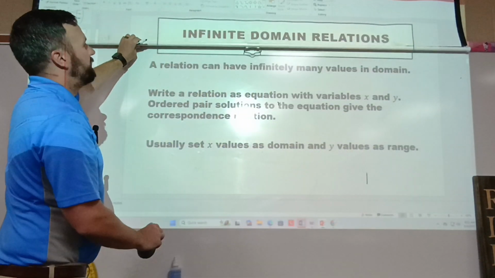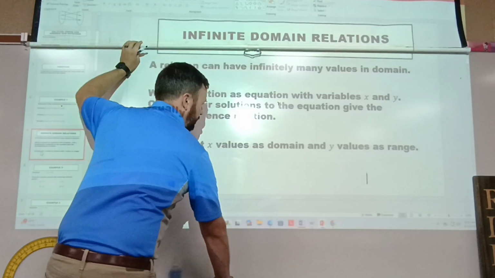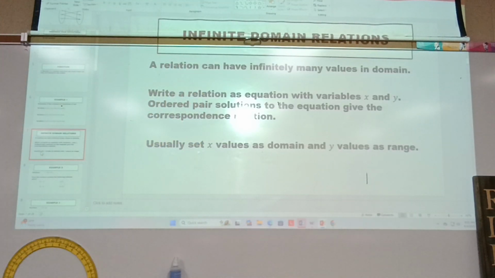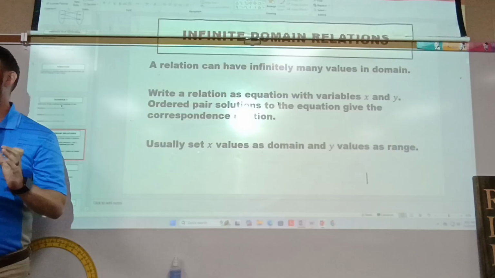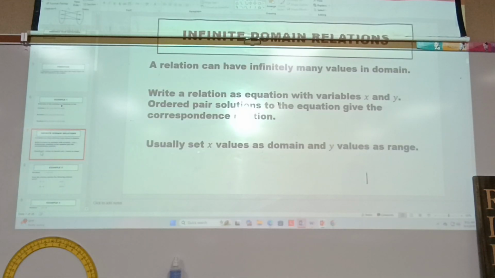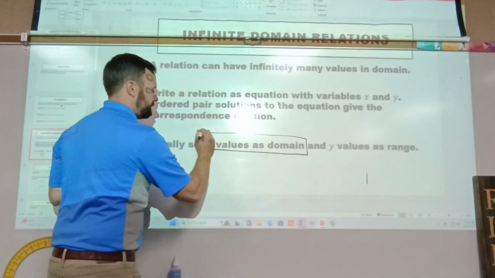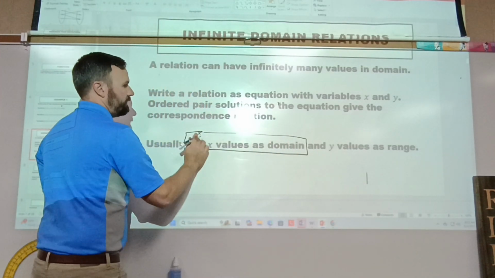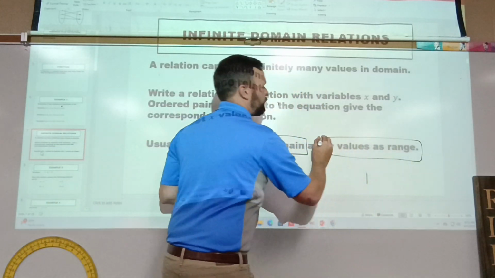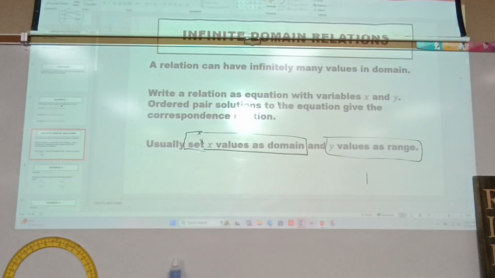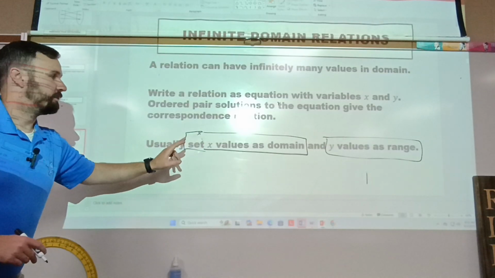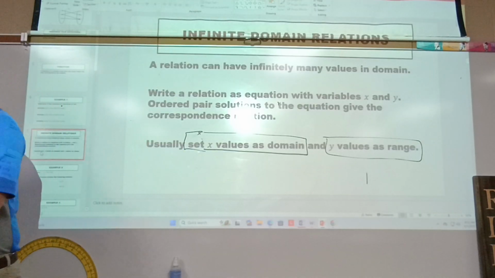Now we got to talk about domain. A relation can have many values in their domain. Big thing here I want you guys to know. You may have talked about this at some point in your career, and if you haven't, that's fine too. X is your domain, and Y is your range. So when we are going to be talking about these functions or actual equations, we are going to be saying, what can X be? What can Y be?